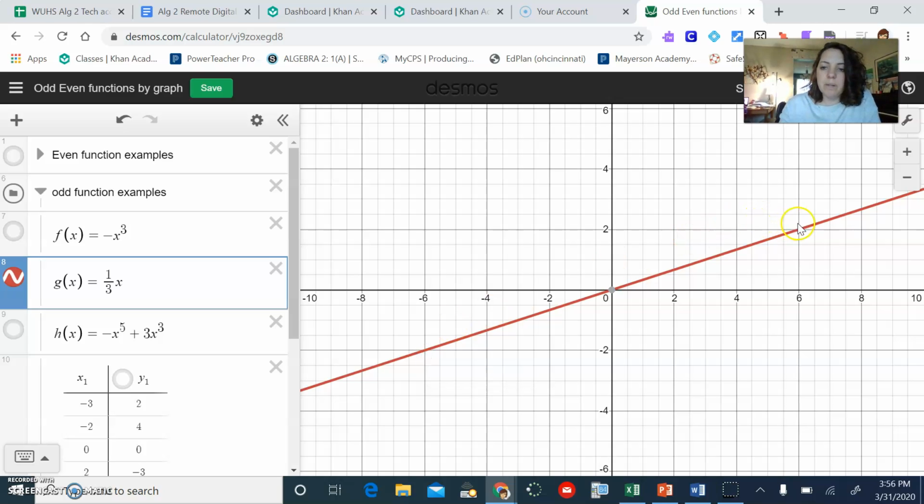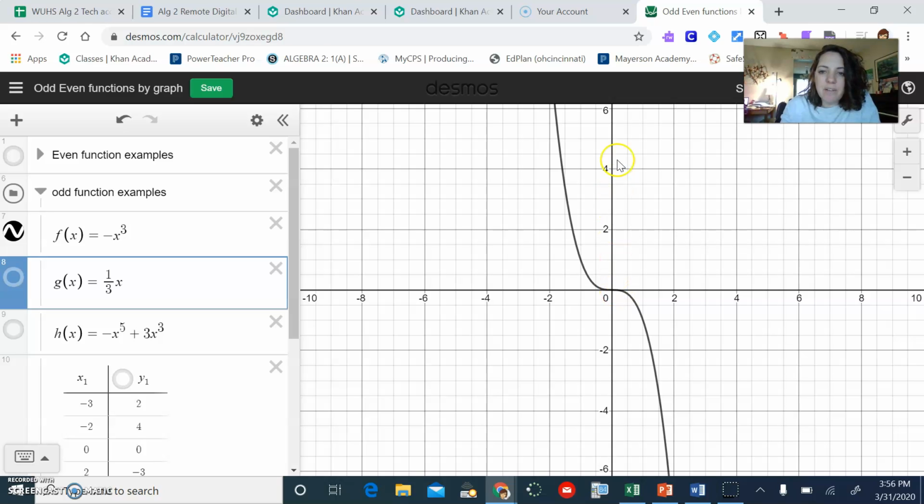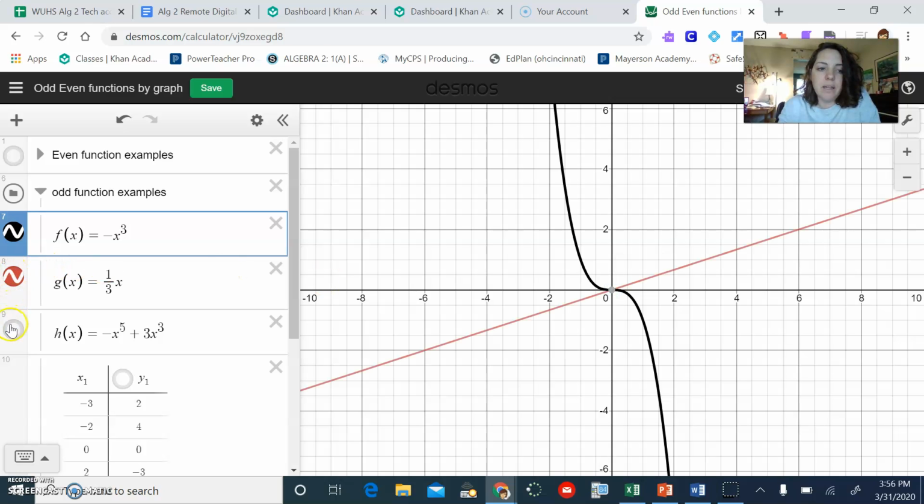So that's one way to think about it. It's reflecting over the y and over the x, or over the x and then over the y. Either way, it won't matter. Another way to think about it is instead of it having a line of symmetry, it has a point of symmetry. And that point of symmetry is at the origin, the 0, 0 point. So these graphs all have a center point that they are symmetrical about, okay? And that center point is the origin. And that is the visual hint that these are odd functions.